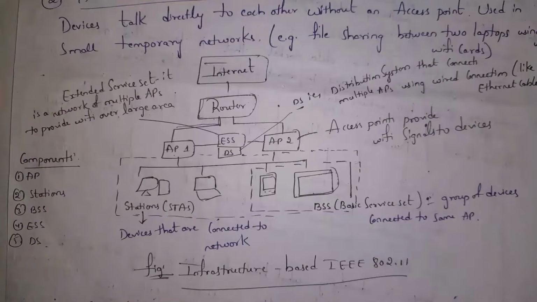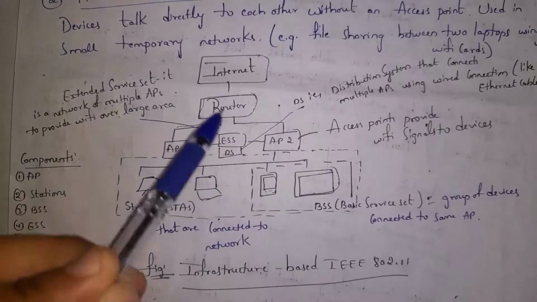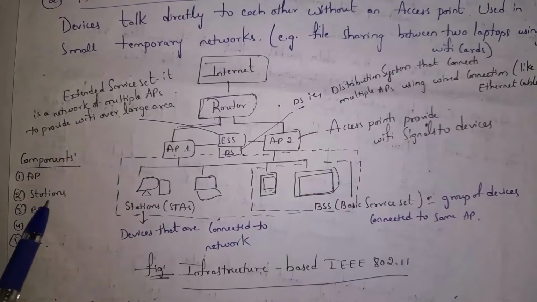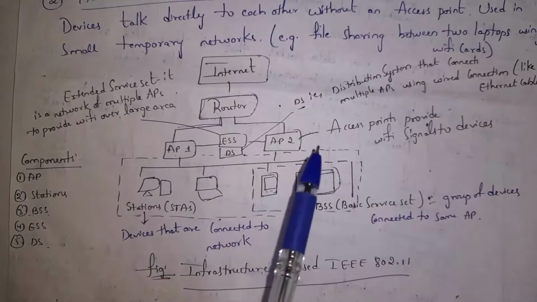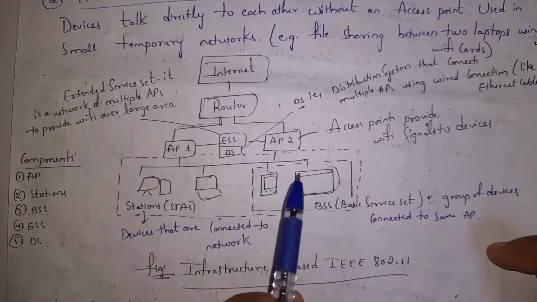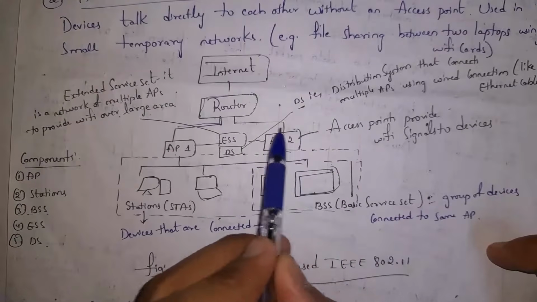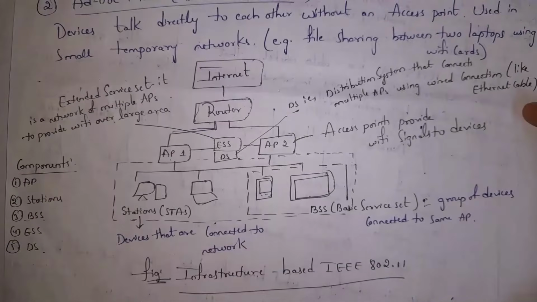These are the components of infrastructure mode. The first one is AP. Guys, AP stands for access point. It is the point where devices are connected to a network, like the internet. And stations are nothing but devices that are connected to the network. Guys, BSS stands for Basic Service Set. The router contains two access points. For example, if you consider this mobile and tablet, these two devices are connected to a single access point, that is access point 2. So devices that are connected to a single access point are known as a BSS.